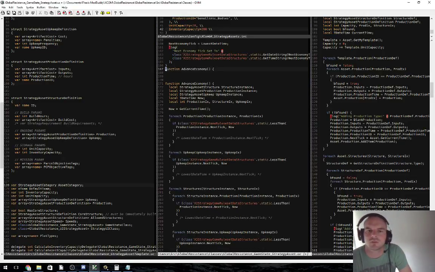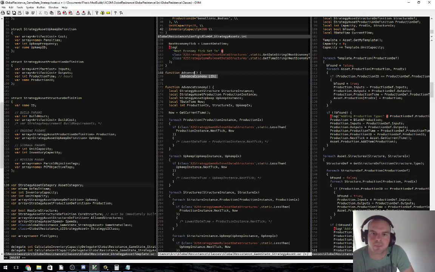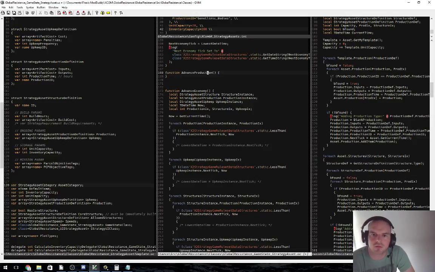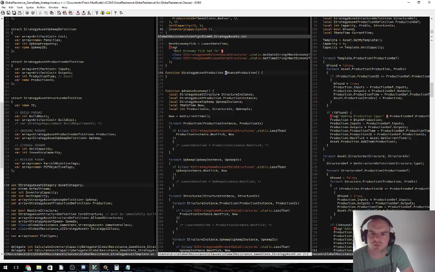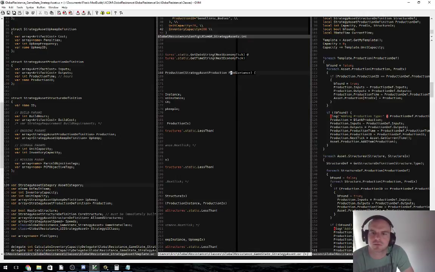Alright, advanced production. So what that's going to do is it's going to take production, strategy asset production, and take it to its next form, whatever that may be. So strategy asset production, prod instance.